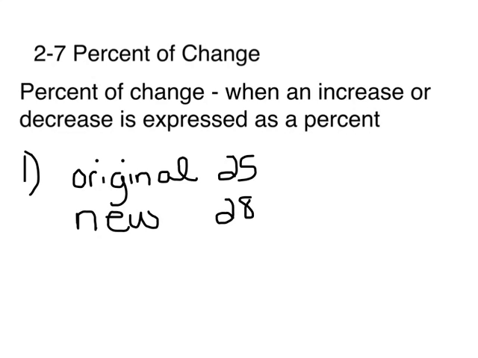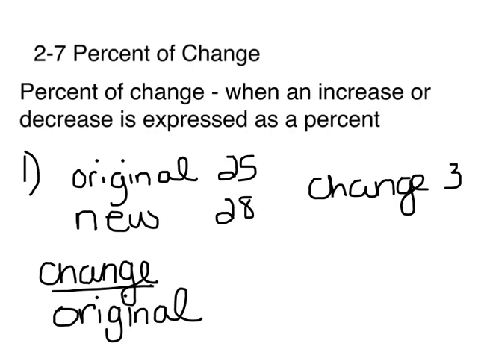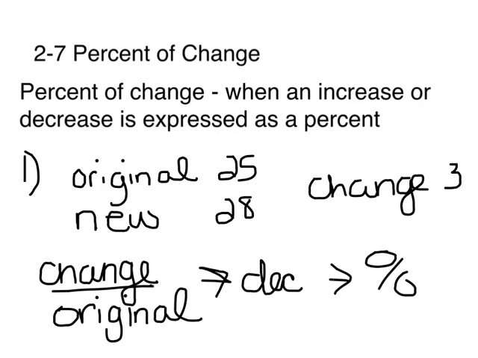So the change in this is that the price has actually gone up $3. Now, in order to find the percentage of change, we'll be using the formula change over original. This will give us the decimal equivalent, and then we can take that decimal equivalent and change it into a percent. This is one way of doing the problem.